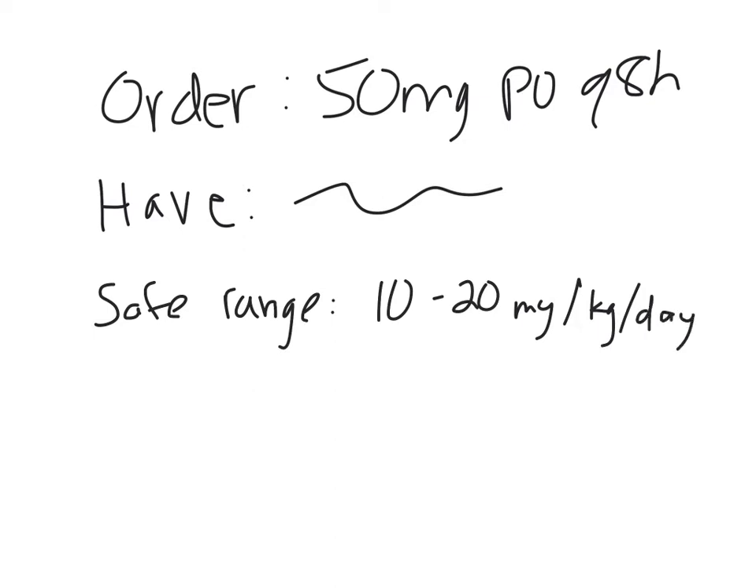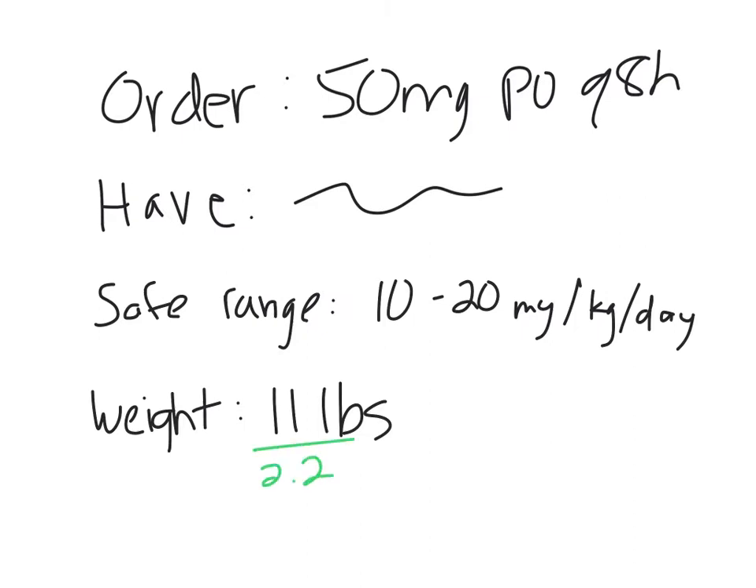Okay, so 10 to 20 milligrams per kilogram per day. Let's say we have a patient who is a baby, and they weigh, let's say, 11 pounds. First, let's figure out what our patient weighs in kilograms. Remember, all we need to do is take that weight and divide by 2.2. So taking that 11, dividing by 2.2, this patient is 5 kilograms.